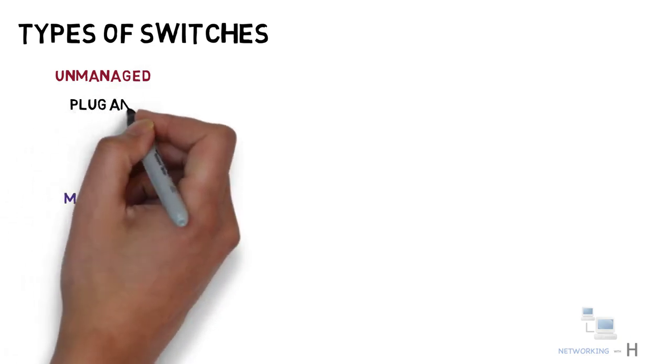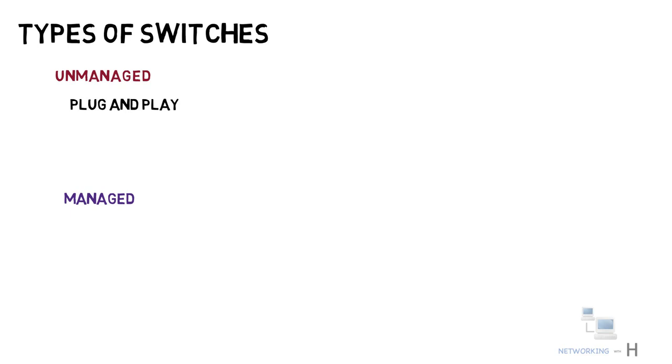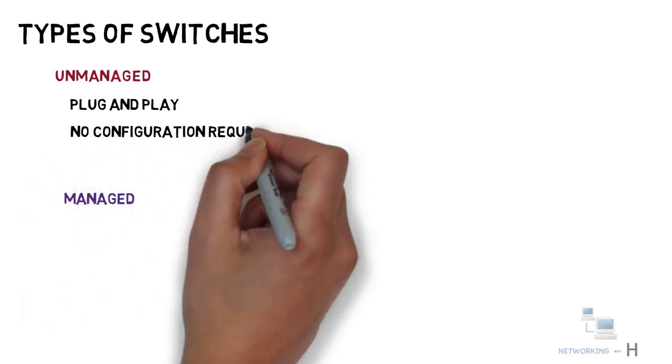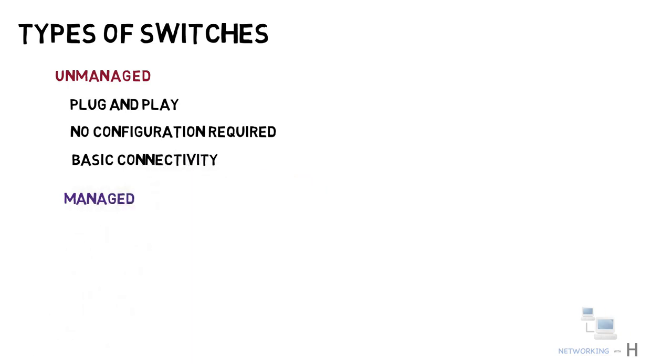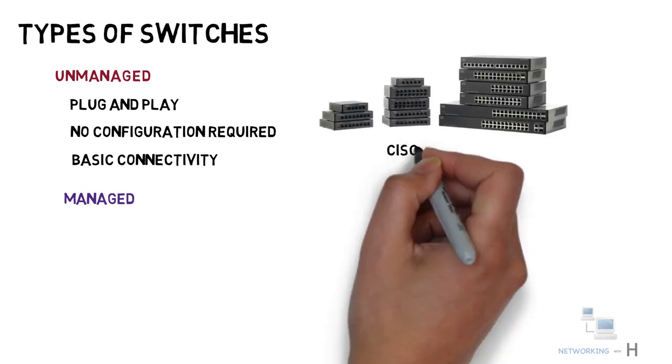There are two types of switches, unmanaged switch and managed switch. An unmanaged switch is designed so that you can simply plug it in and it works without any configuration required. Unmanaged switches are typically for basic connectivity. You'll often see them used at home or wherever a few ports are needed. One example of an unmanaged switch is the Cisco 100 series switch.